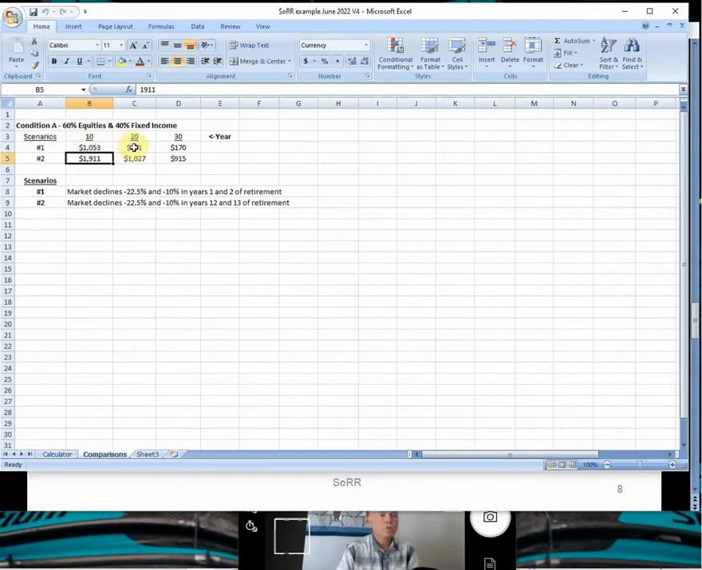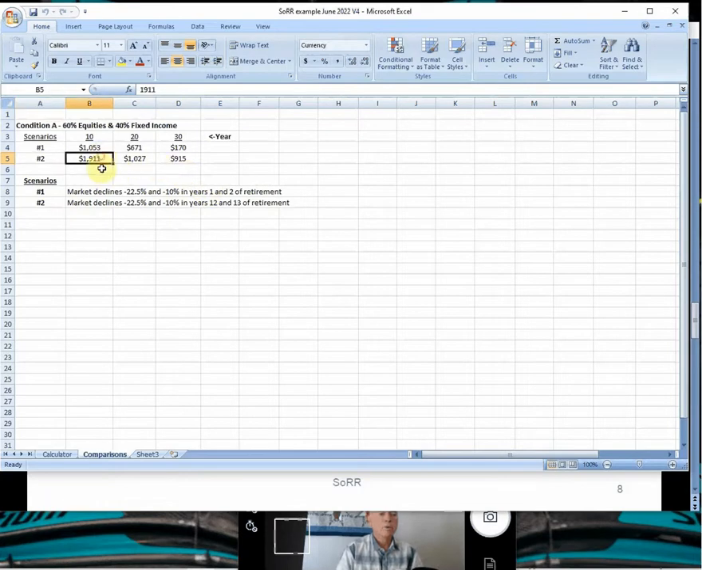So after 20 years under scenario 1, where the decreases that I talked about occur in the first 2 years of your retirement, you can see that after 20 years, you're down to 671K. And after 30 years, you're only left with 170K. Compare that to scenario 2, which has the big decreases occurring in years 12 and 13.